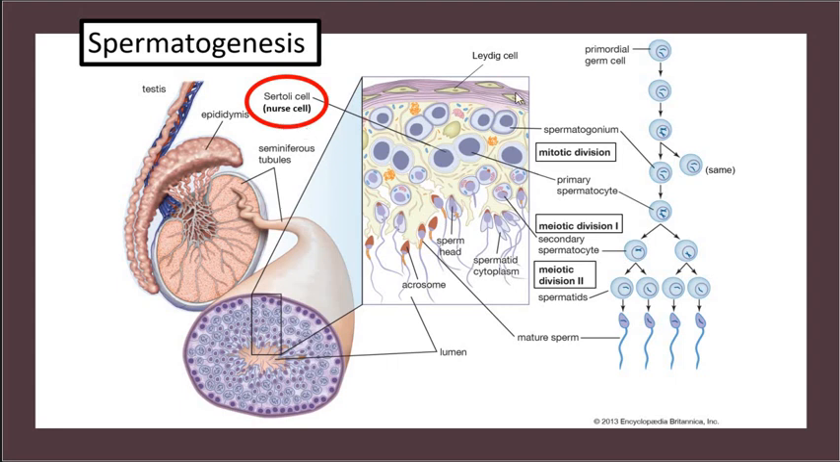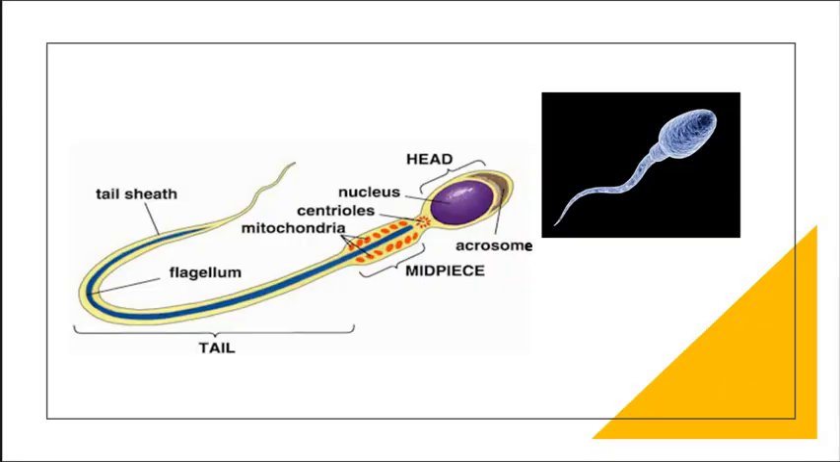Now, surrounding every seminiferous tubule, you have the Leydig cells. And these Leydig cells are what are going to actually produce testosterone. And we're going to have to talk about the hormone testosterone as well as some others when we're talking about the processes related to male reproduction. Okay? Now, what we're going to talk about last for today is the actual structure of a sperm.